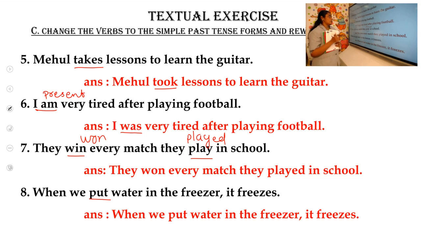So first you have to look into the sentence, find out the verb, then change the verb into past tense. In some sentences you may get two verbs like this, win and play. These two verbs you have to change into past tense, like won and played. Okay, children? So complete this.